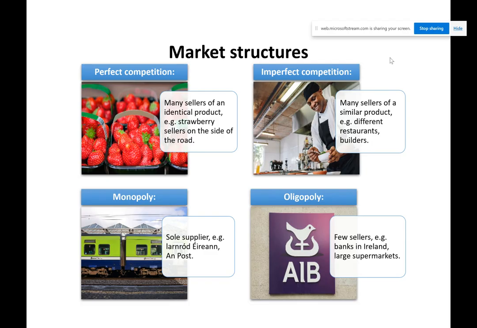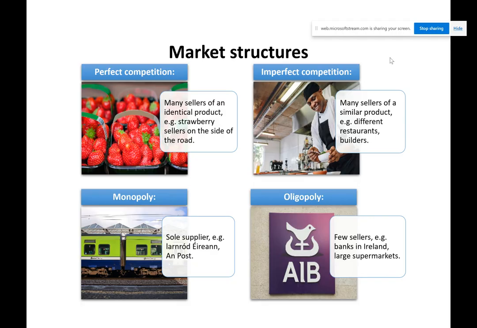Perfect competition: there are many sellers, a homogeneous product, and you're a price taker rather than a price setter. In perfect competition, there are many sellers of a very similar product, but there can be differentiation. So different restaurants, builders, coffee shops, bars, the whole lot.